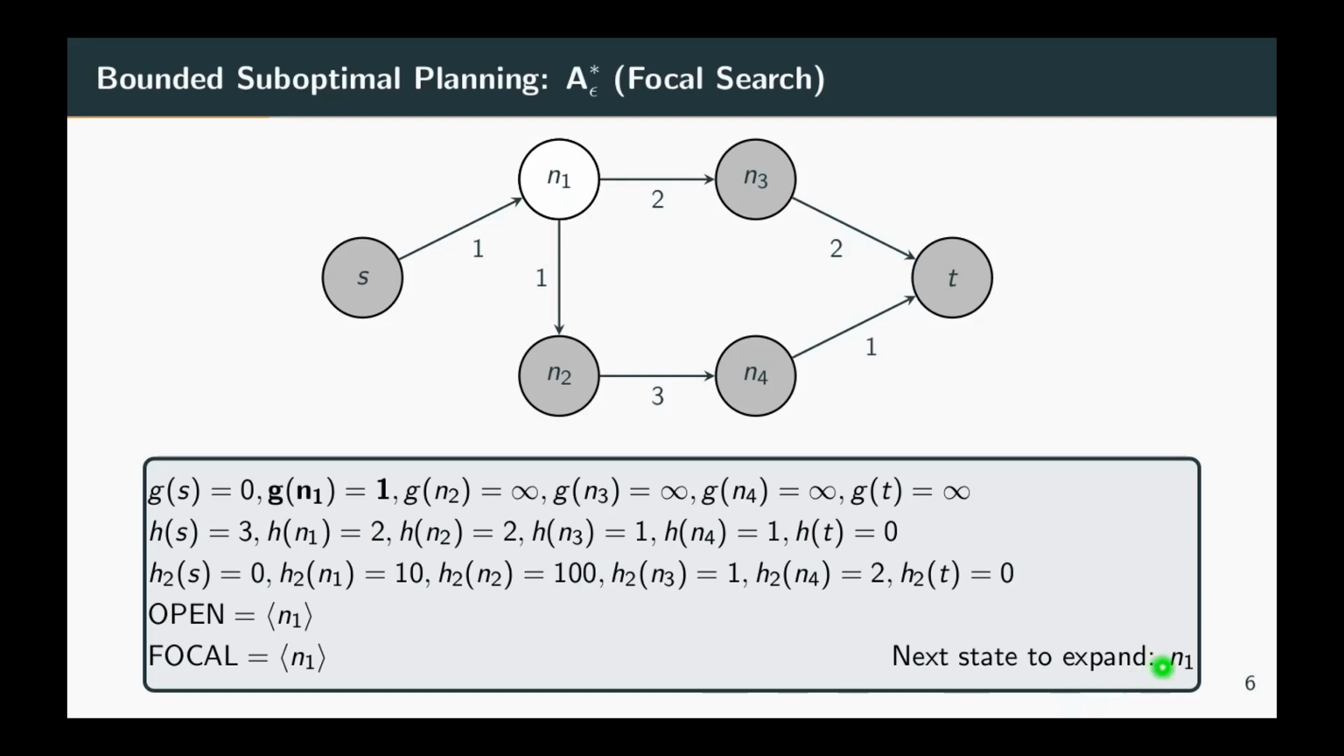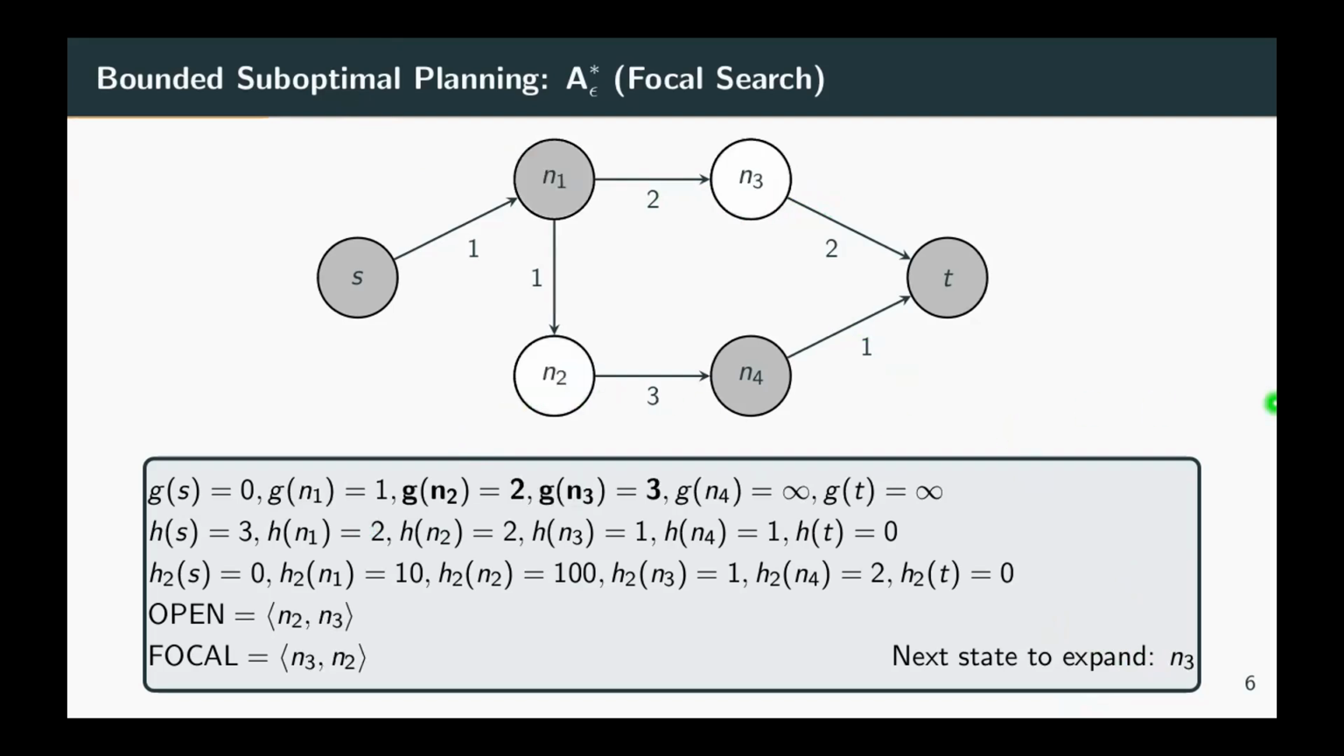Okay, and then the next task is that we need to expand our node N1. N1 now has 2 successors, N3 and N2. And we do the same thing again. We remove N1 from our open list and we add those 2 successor states, which now also means that we get new G values. So G of N2 is the 1 of N1 plus this cost, and G of N3 is the 1 of N1 plus 2 for the edge, which is 3.